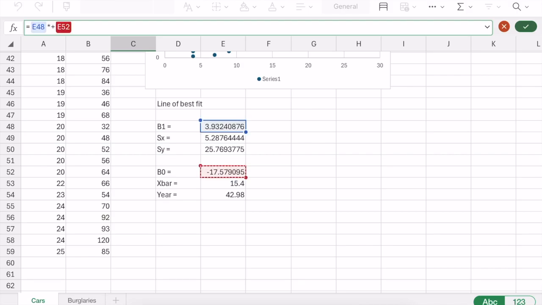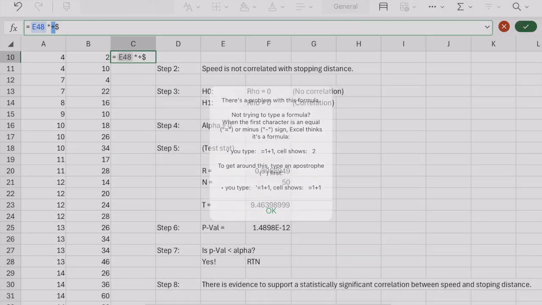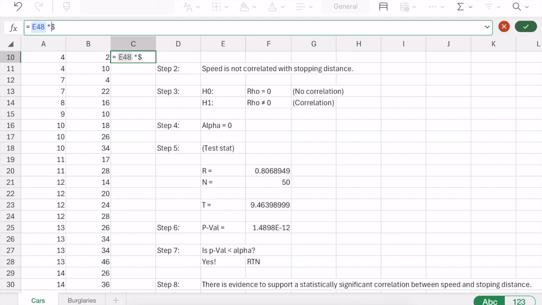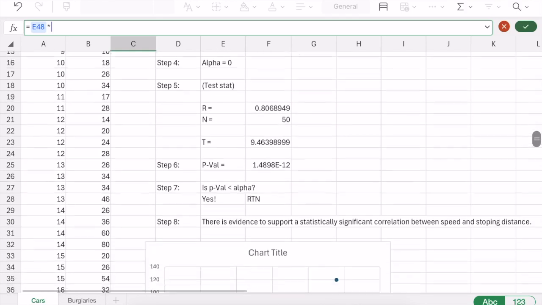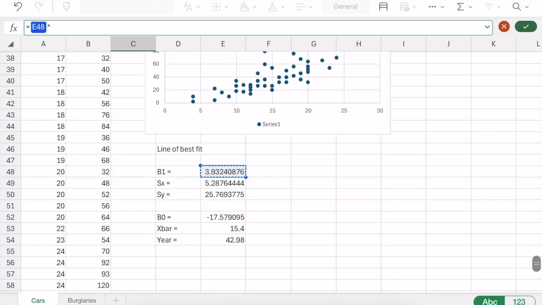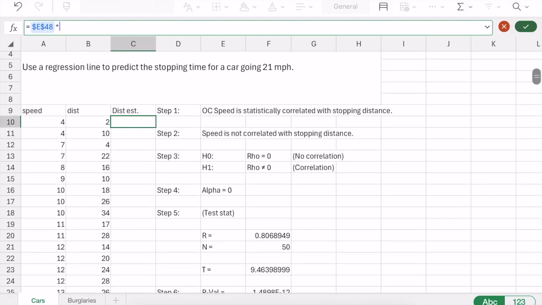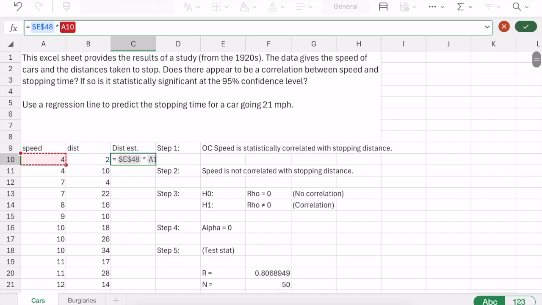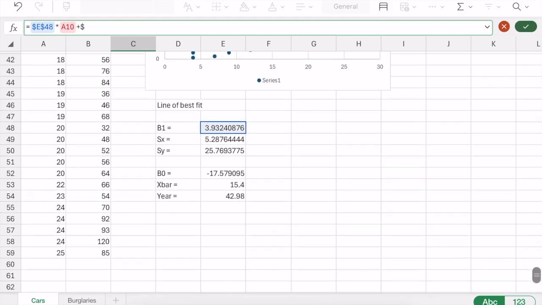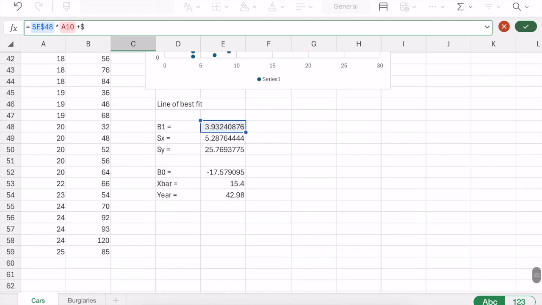But I want these to have dollar signs. So dollar sign here, and just put a dollar sign here. Okay, so that's great. And then this one, here's my x. No dollar sign there because I want that to change as I move the cell that I'm in. So I'll multiply this by a dollar sign. Is this going to work? I don't know if this is going to work. Yeah, no, it didn't work.